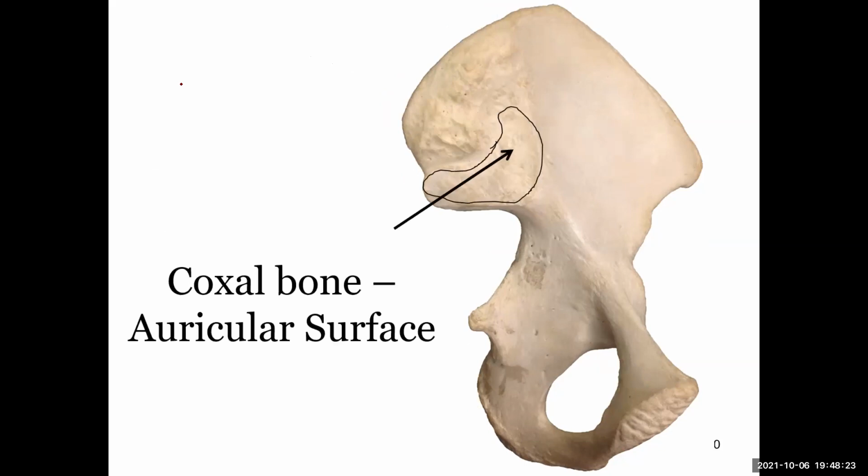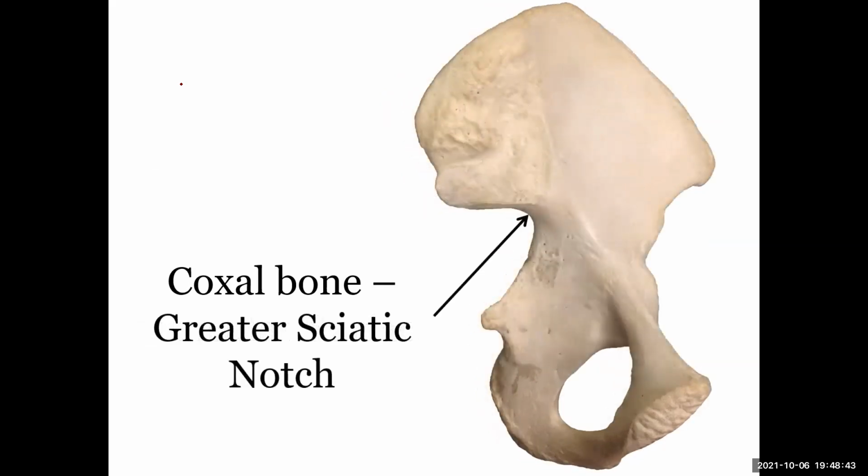And then a little bit behind the iliac fossa, this roughened area that's outlined by that black line, that's the auricular surface. And the auricular surface of the os coxa is going to articulate with the auricular surface of the sacrum. And they're going to make a special joint called the sacroiliac joint.